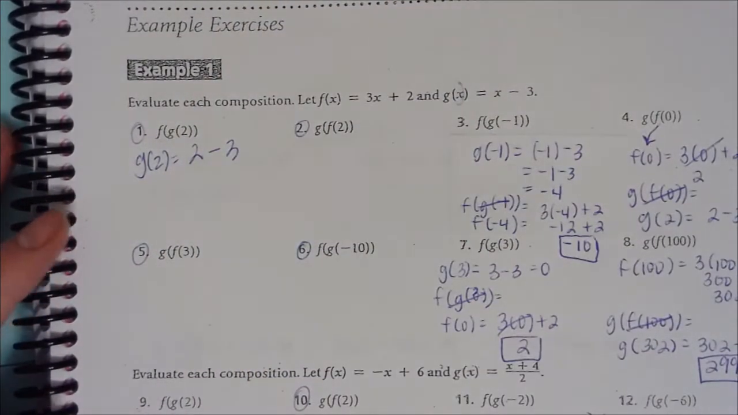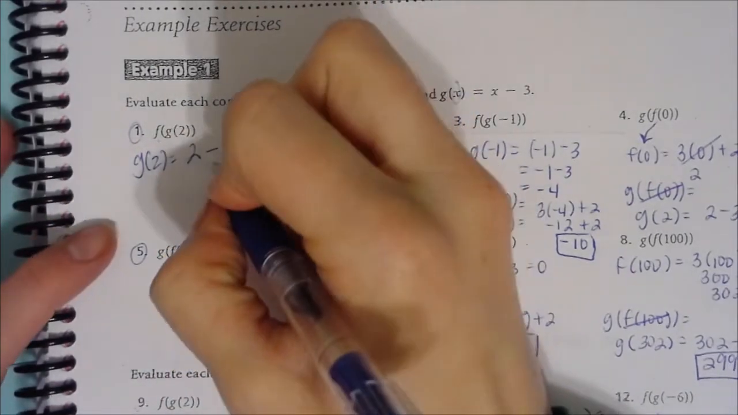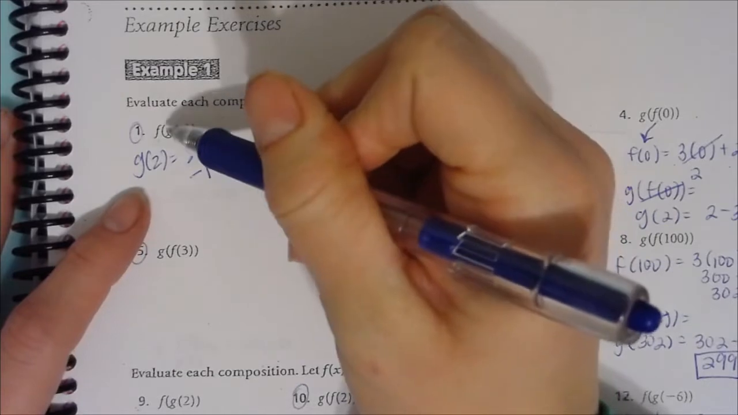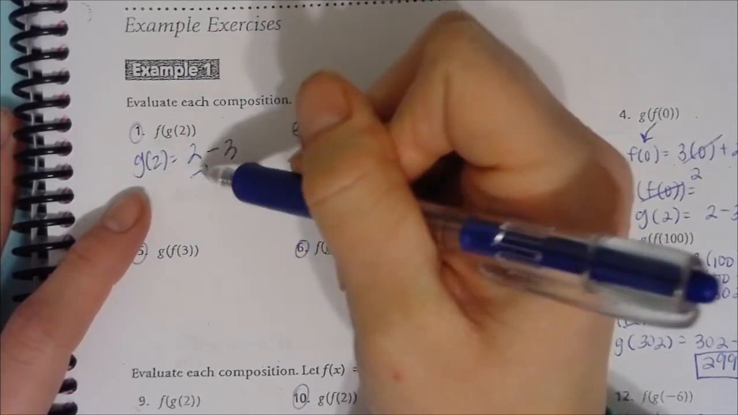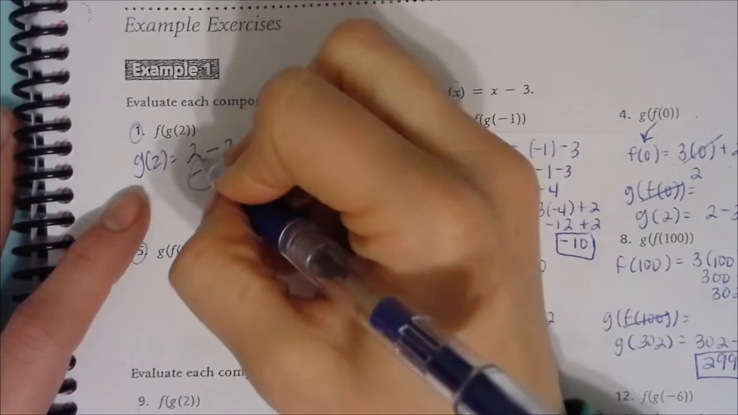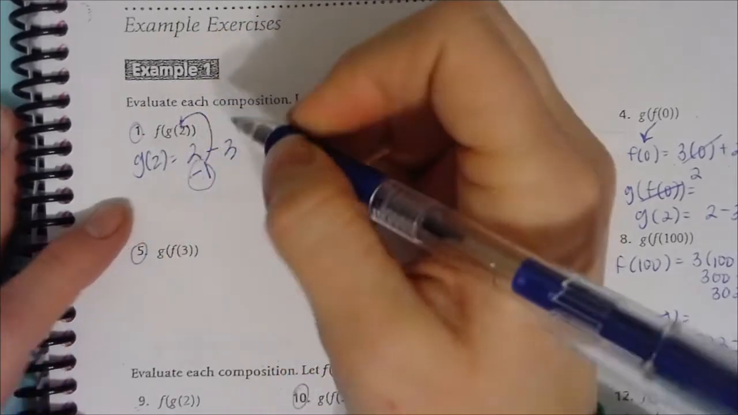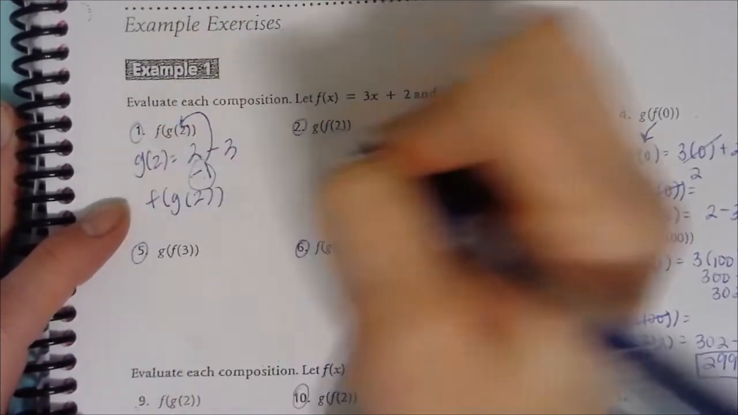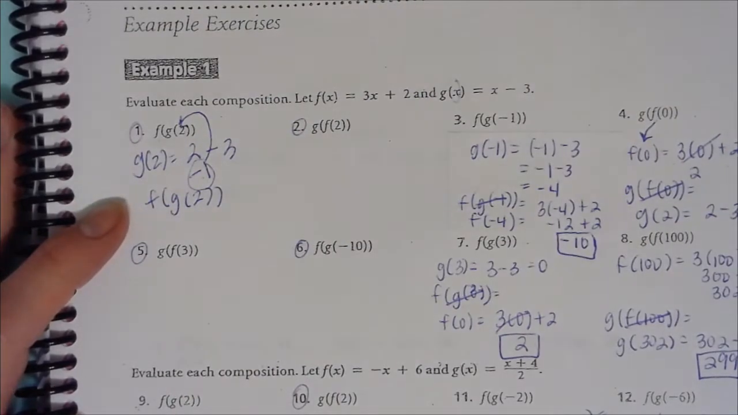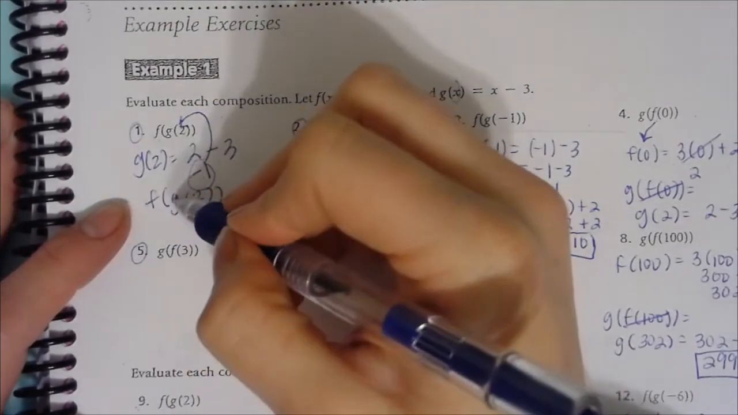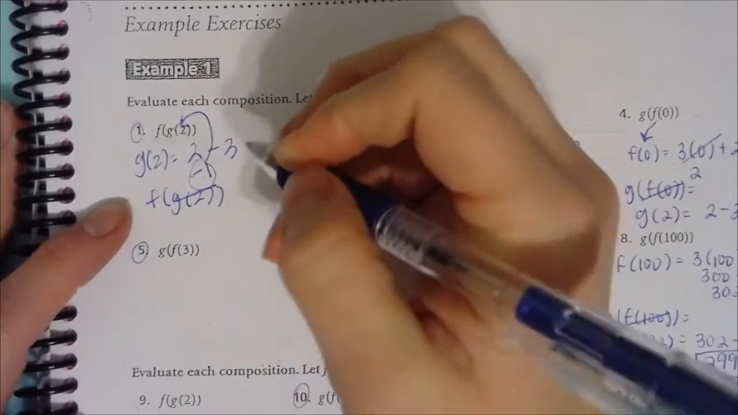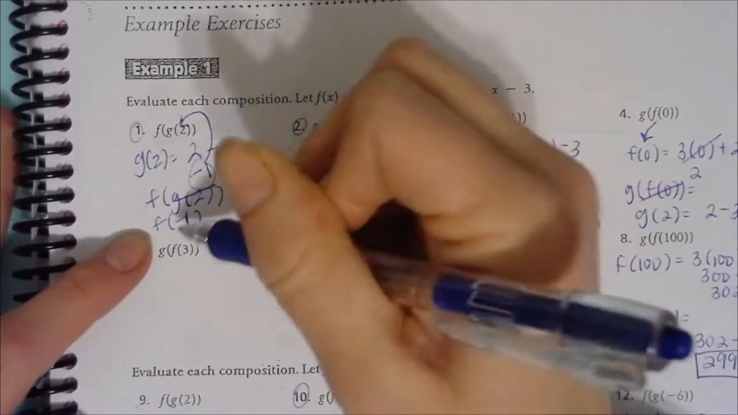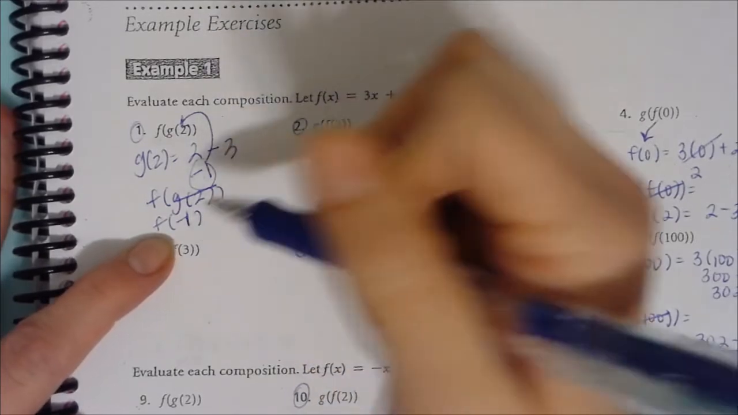Okay, and the rest is just minus 3. So 2 minus 3 is negative 1. Now I know what g of 2 is. I know g of 2 is negative 1. So I'm going to take that value and plug it in here. Instead of my original function, f of g of 2, I know that g of 2 is actually negative 1. So I'm really trying to figure out what f of negative 1 is.